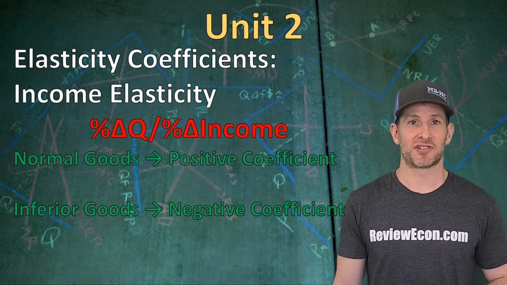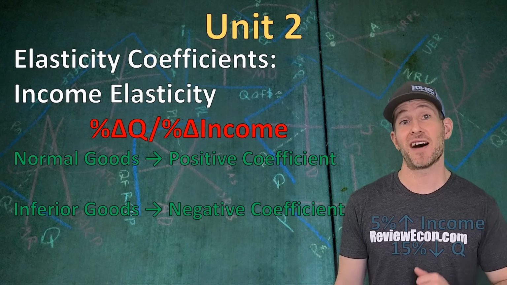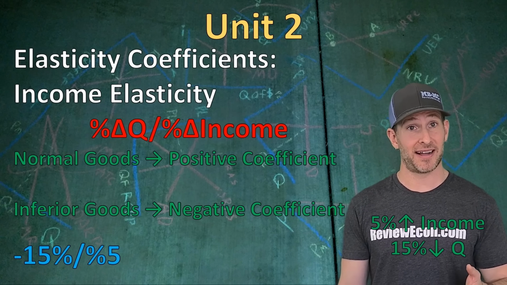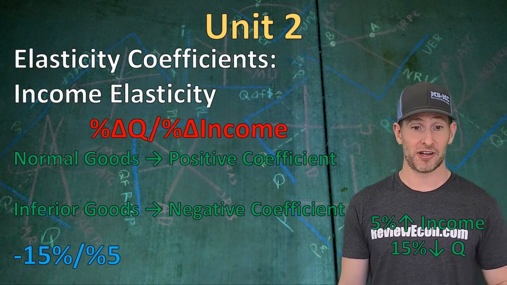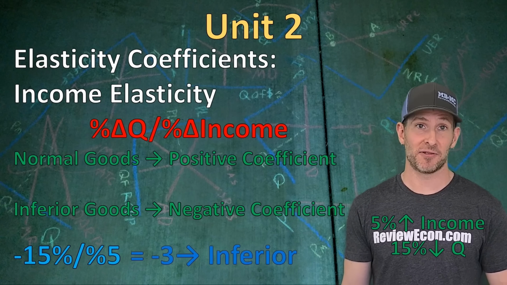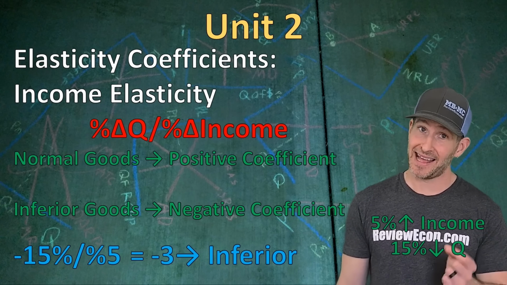Here's an example for us to try out. Let's say a 5% increase in income causes a 15% decrease in quantity. Can you calculate the coefficient? Plug those numbers in and we have a negative 15% change in quantity divided by a 5% change in income. Now do the math to find out if this is a normal or inferior good. Since the coefficient is negative 3, that negative tells us these are inferior goods. That means an increase in income caused a decrease in the quantity demanded.